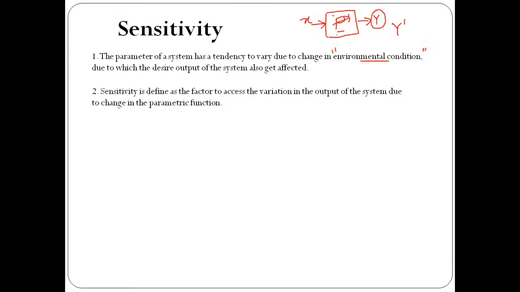So the same thing is mentioned over here. Sensitivity is defined as a factor to assess the variation in the output of a system due to change in its parametric function. That is important. And in order to overcome this particular effect, we need to use feedback mechanism. That's why feedback is normally used in control systems, because we don't want our system output to change if the parameters change.